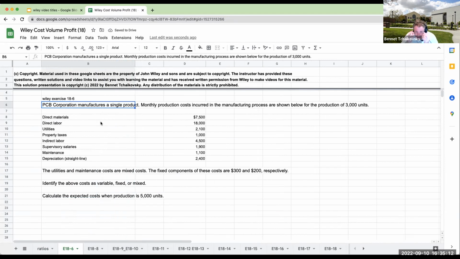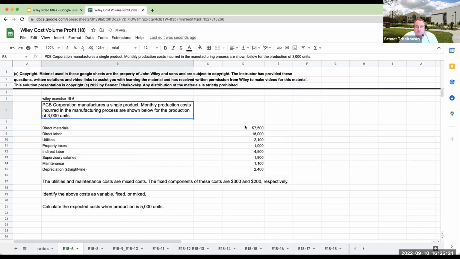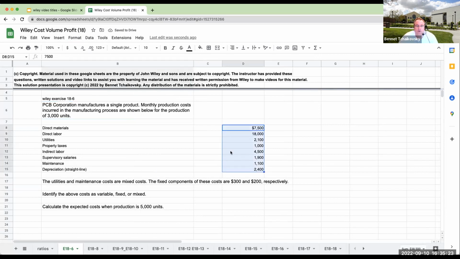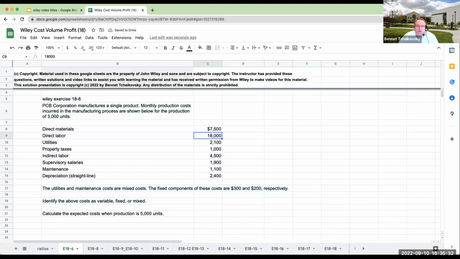So we've got PCD Corporation, which manufactures a single product. Monthly production costs incurred in the manufacturing process are shown below for the production of 3,000 units. We've got direct materials, direct labor, utilities, property taxes, indirect labor, supervisory salaries, maintenance, and then depreciation. The utilities and maintenance costs are mixed costs. The fixed components of these costs are $300 and $200 respectively. Identify the costs above as variable, fixed, or mixed.